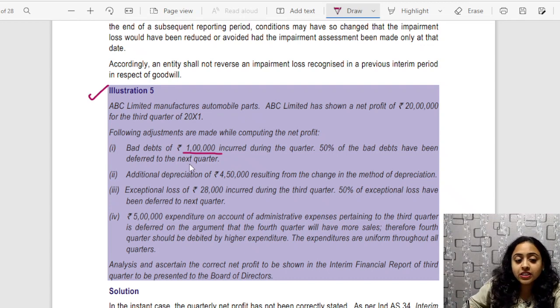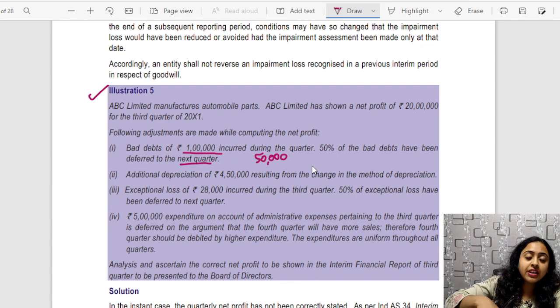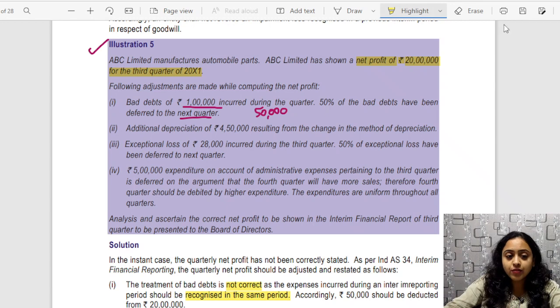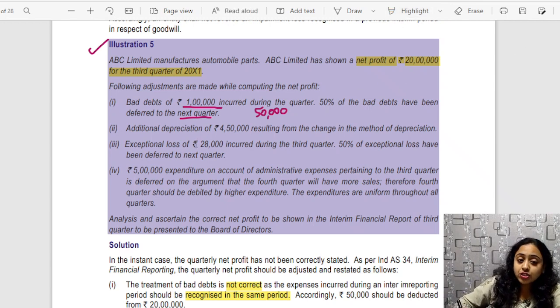50,000 have been deferred. Are you allowed to defer? Are you allowed to anticipate? No. So such 50%, that is 1 lakh incurred, such 50%, that is 50,000 rupees, should also be considered in the quarter itself. So thus 20 lakh net profit in the third quarter, for the quarter 3, 50,000 should be adjusted.